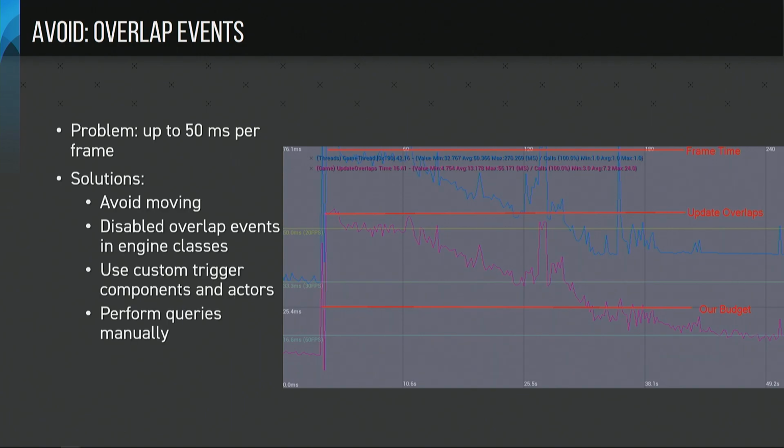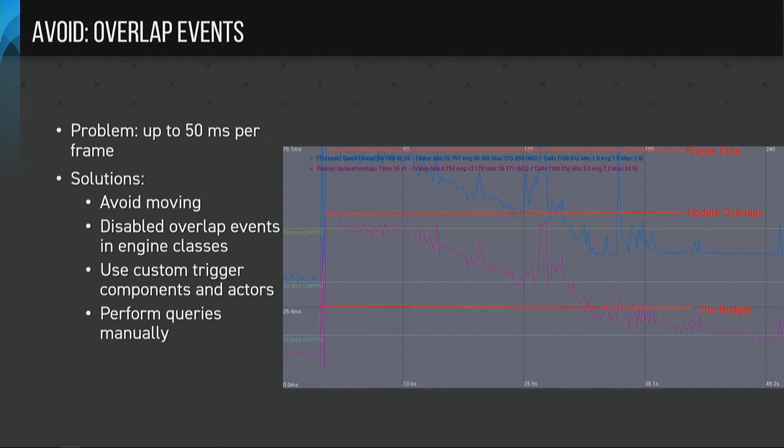The first one is that we can avoid moving, because overlap events respond to moving. But that's going to be a pretty boring game if nothing is moving, right? So you can reduce how often you set the position if you accumulate position updates, for example, for one specific actor. You can also get around it by reducing the number of scene components you have, for example.